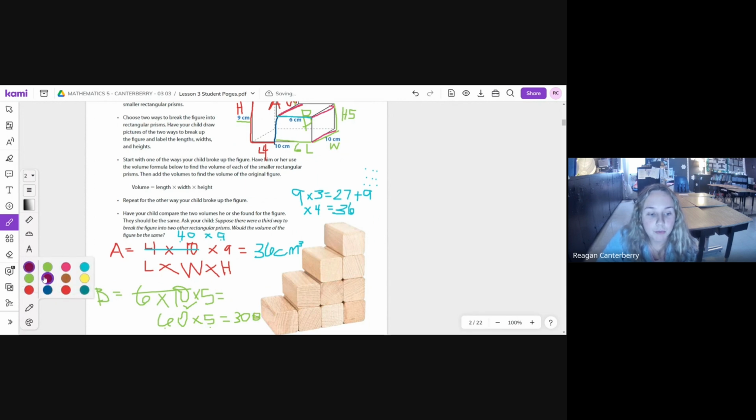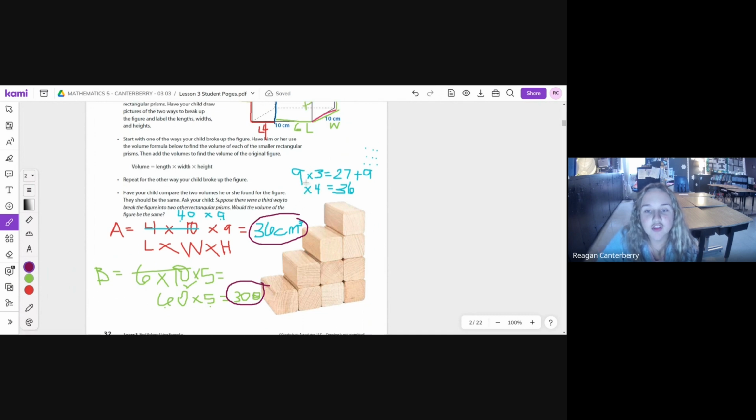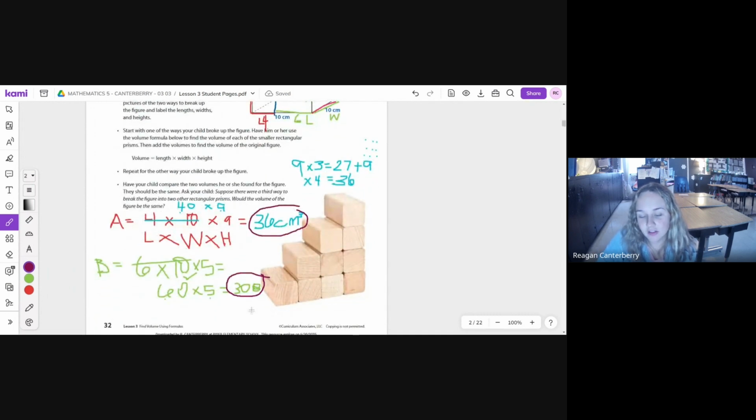But they're not done. So they found the volume of figure A right here. They found the volume of figure B right here. And to find the total volume together, the last step would be to add those together. 36 plus 300 equals our total volume of 336 cubic centimeters. Okay, so that's what they're learning this week.